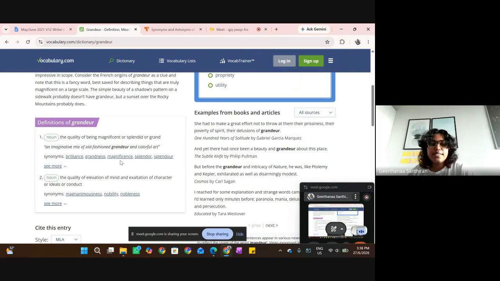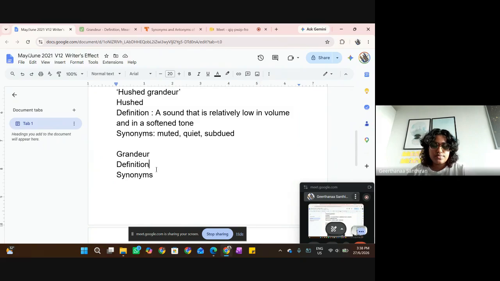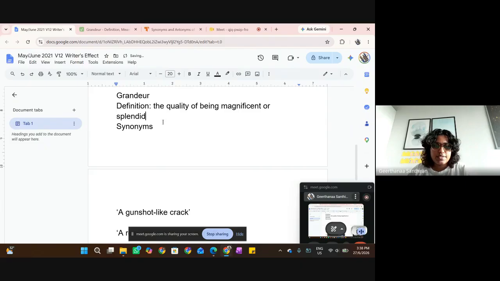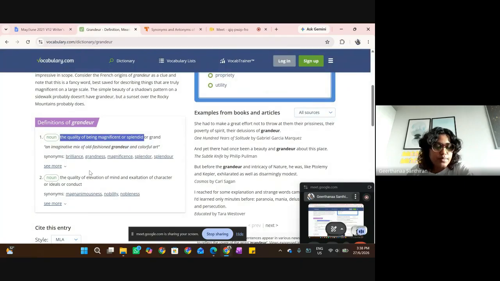The quality of being magnificent or splendid or grand. Okay, I like that. But I will drop grand because grand is in grandeur. So I don't think that shows off that I know what I'm talking about. You can't just say it's grand because it's grand, you know? That doesn't make sense. So let's see, definition. And then what about synonyms? What are the synonyms we have here?